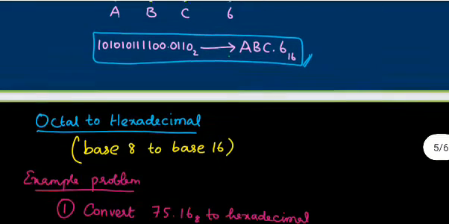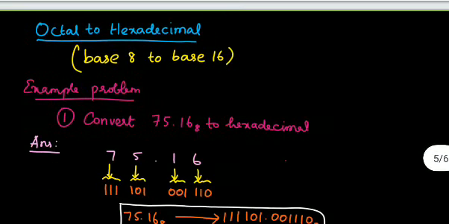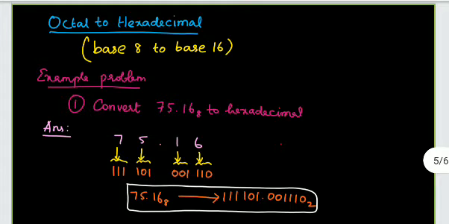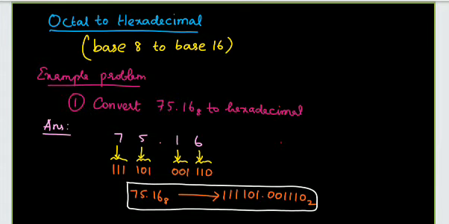We'll see octal to hexadecimal. How can we perform octal to hexadecimal? I think most of you know first what we need to do, octal to binary, then from binary to hexadecimal we have to calculate. So we'll see how we are going to perform this. We'll take an example problem. Convert 75.16 to the base 8 to hexadecimal. So 75.16 is the octal number given.